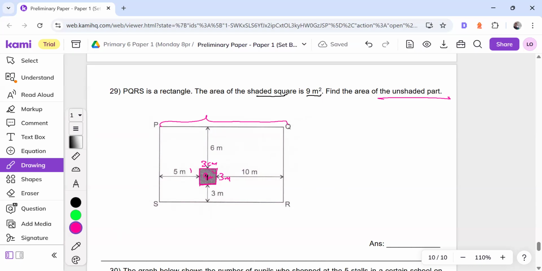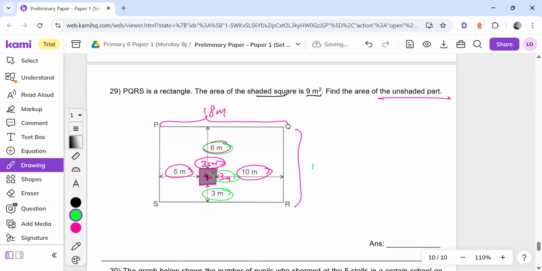The length is 5 plus 10 plus 3. Isn't that 18? Easy, right? And then what's the breadth here? Then you have 6. Okay, let me use a different color. 6 plus 3, then plus 3. And then what is that? That will be 12 meters.